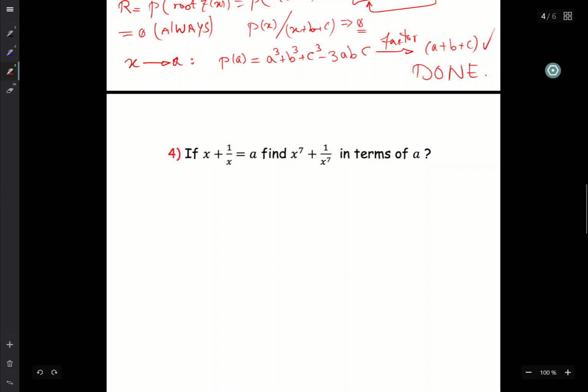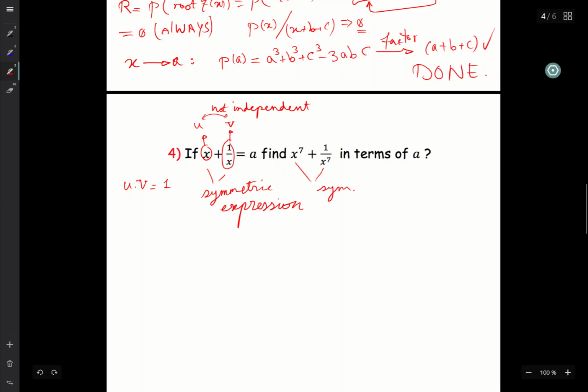Now the interesting thing here is that if I assume x is some variable u and 1 over x is some variable v, these two are not independent, right? U times v is 1. And again, this is a symmetric expression, and this is also a symmetric expression. So I should be able to write this in terms of u and v. So this is u to the 7 plus v to the 7. Okay?